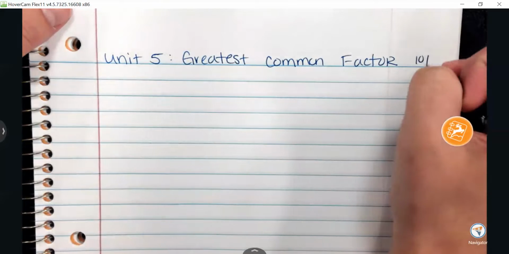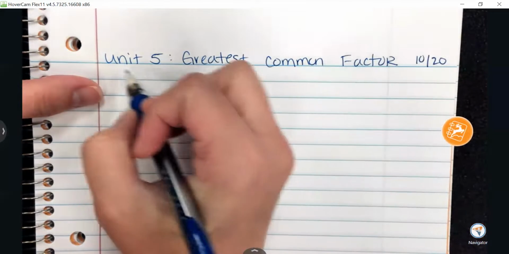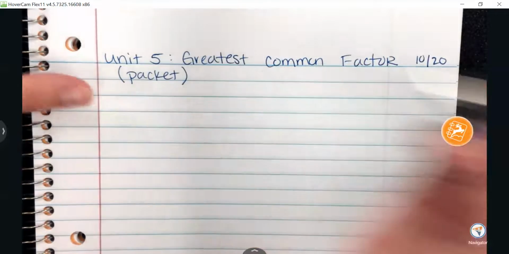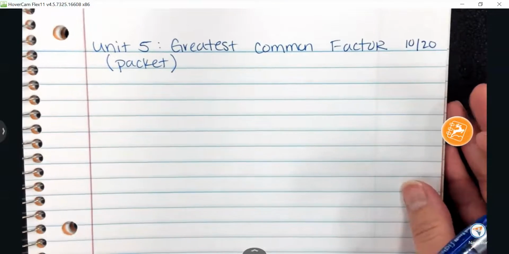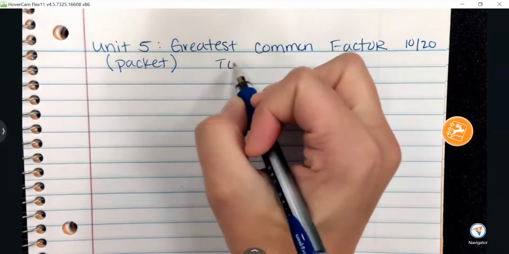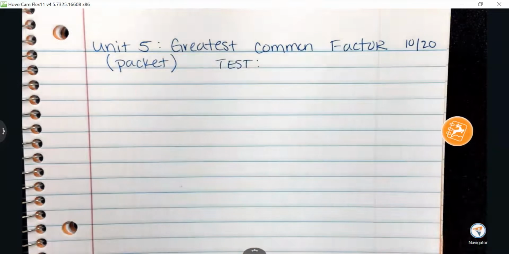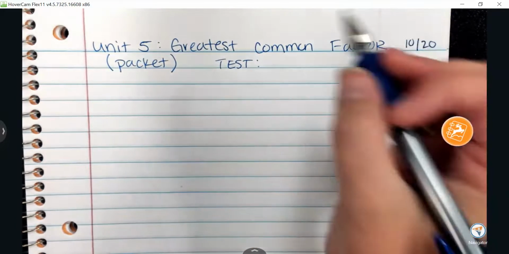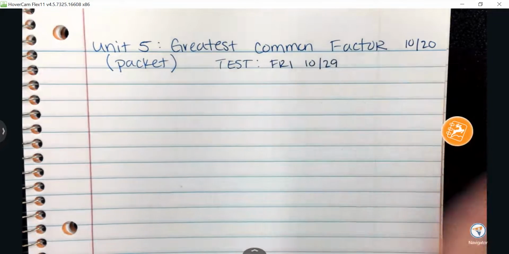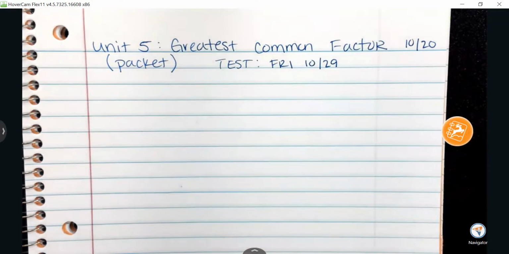So the date, 10/20, if I were you, I'd make sure you understand that this is in your packet. That way you know where our work is. It's in your packet. You have a test. Your test is next Friday over everything in the packet. So your test is Friday, the 29th, over everything in a packet, okay?